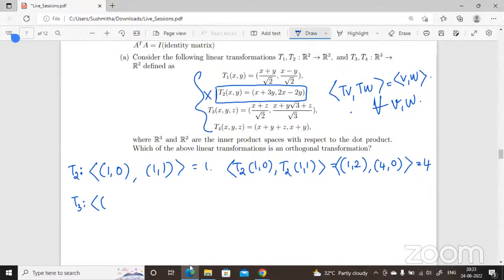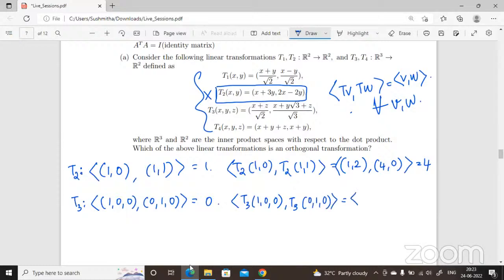But in this, if we have to check if it is orthogonal, taking 1, 0, 0 and 0, 1, 0, the inner product is coming 0. But when we are taking the transformation, then it is coming 1 upon root 3, I guess. Okay. Let's check.